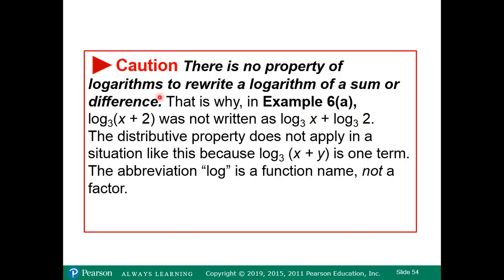This is not the same as this. So be aware. It's a function, right? This is the argument of a function. You cannot do that. This is inside the log function.